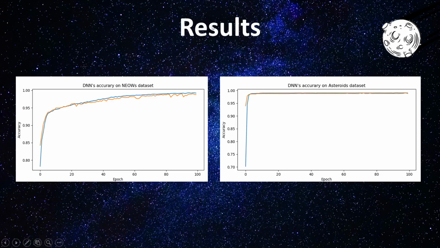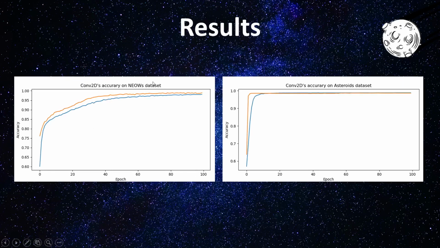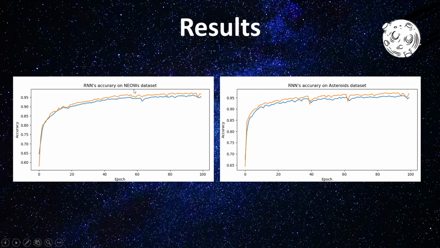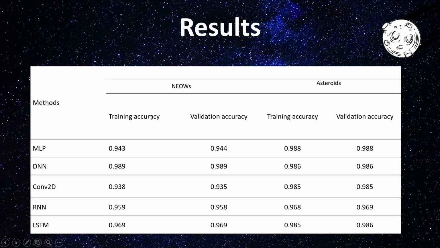And here are the results of the deep learning methods. So this is deep neural network, convolutional 2D or CNN, RNN or recurrent neural network, and LSTM. If we look into detail, there are two models that perform well on both datasets, which are the MLP and DNN. MLP performs well on the Asteroid dataset, whereas DNN performs well on the NeoWS dataset. But if we have to compare with the previous model, which is random forest, we will take DNN because it has the best performance on both datasets.